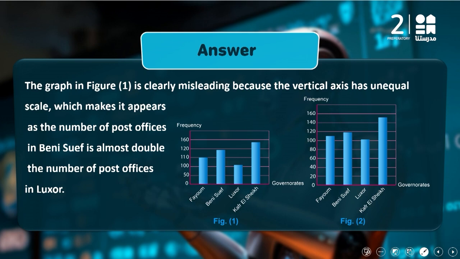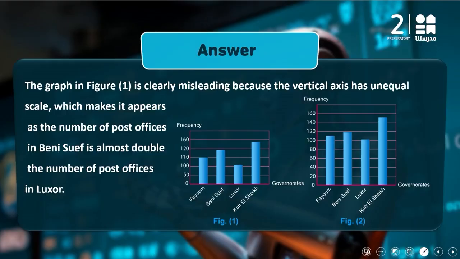Let's look at the scale of figure 1: 0, 50, 100, 110. Is this the same scale? No. So we can say that the graph in figure 1 has an unequal scale. On the horizontal axis we have our governorates and on the vertical axis frequency. Is this the same scale? No. So we can say that the graph in figure 1 is clearly misleading.